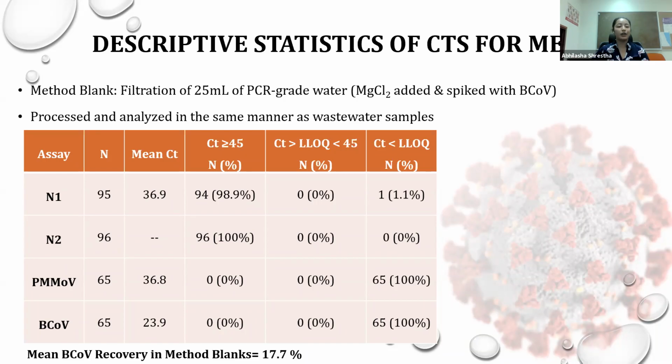All method blanks for N2 were negative. We had 1 false positive reaction well for N1. However, all of our method blanks for PMMOV were positive. I will talk about this later in my slide about the challenges we had for the PMMOV target method blanks. And with the BCOV, we were able to calculate a mean recovery of BCOV in our method blanks, which was around 18%. So we were losing quite a bit of the bovine coronavirus during filtration and extraction.